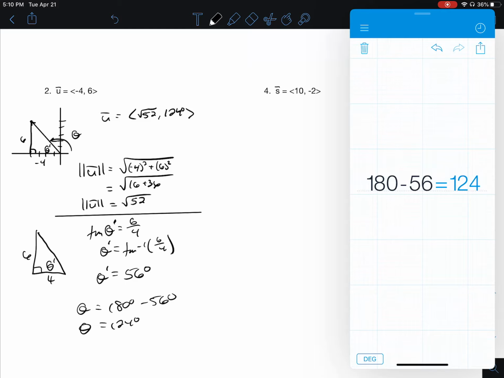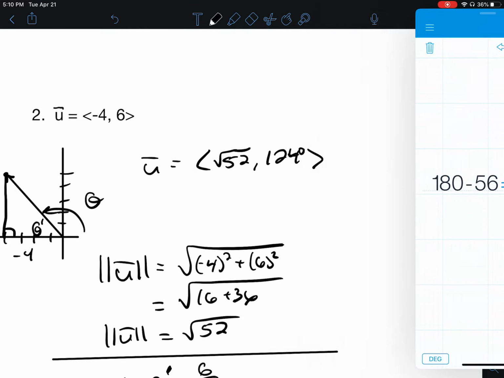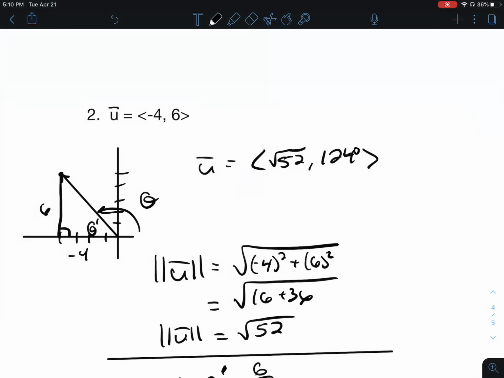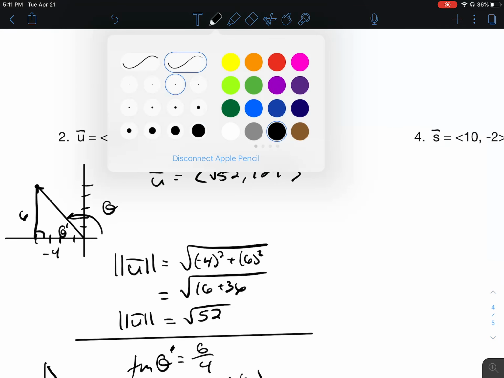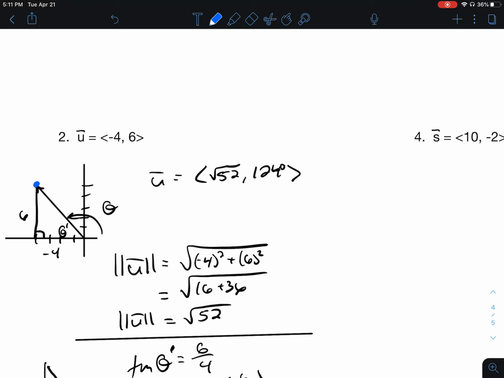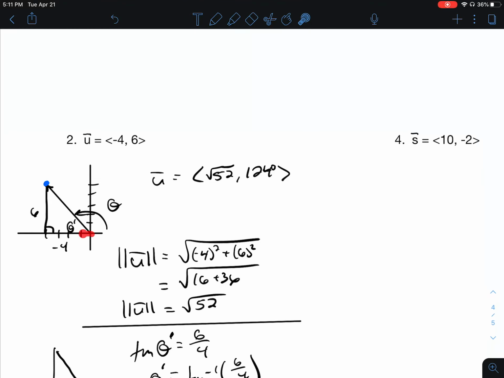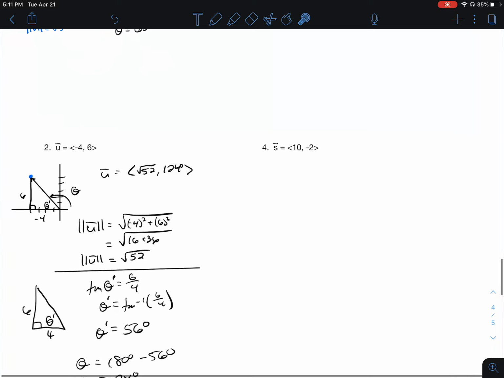So once again, what does this mean? This means that we could find this location in the coordinate plane in one of two ways. We could go left 4 and up 6, or we could go square root of 52 and then rotate that 124 degrees and get to the same spot. A vector is a magnitude in a direction. The magnitude is square root of 52, and the direction is 124 degrees from the standard position.